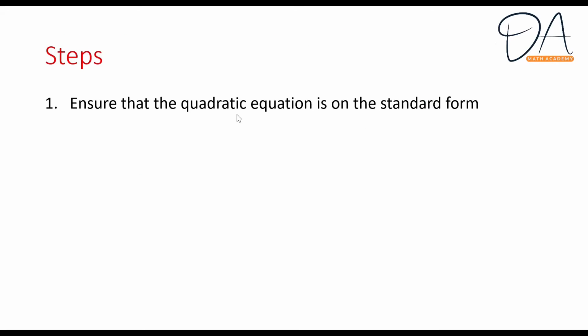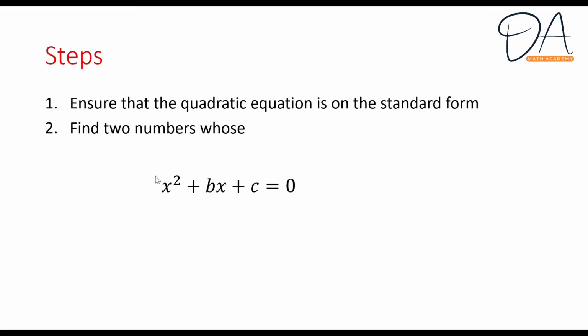The first step is to make sure that the quadratic equation is in the standard form. This may lead to a mistake if it is not in standard form. I will also show you an example of that common mistake. The other key step is that you will be looking for two numbers, and these numbers should multiply out to c. So if c is 5, we are looking for two numbers that multiply to 5. The other condition is that they should add up to the middle coefficient, b.